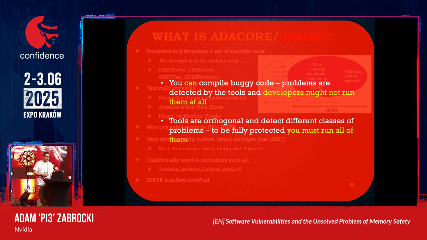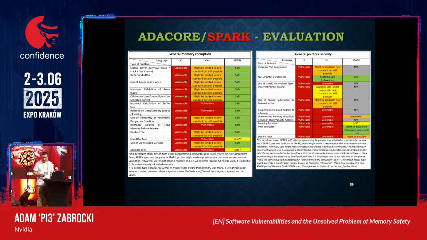And you can still have bugs in Spark, because the strength is in the analysis tools, and you might never run them, yes? And additionally, those tools are orthogonal to each other. So if you want to be fully protected, you must run all of them, not just a subset of those. And I prepared here the comparison between C, C++, and Spark.